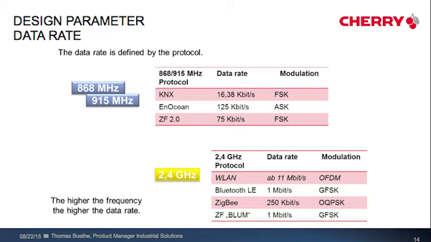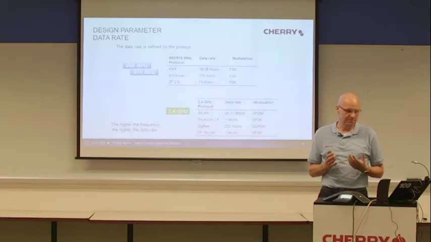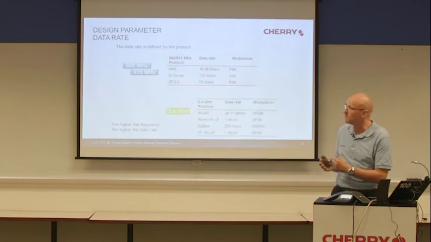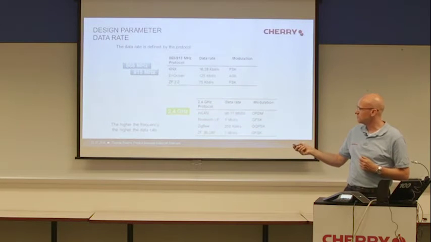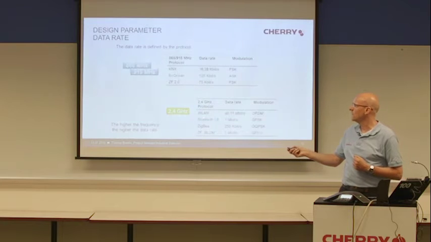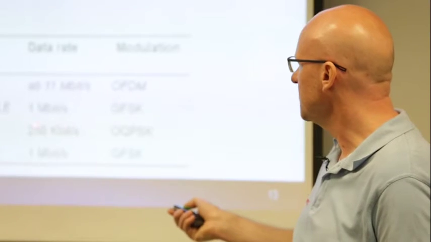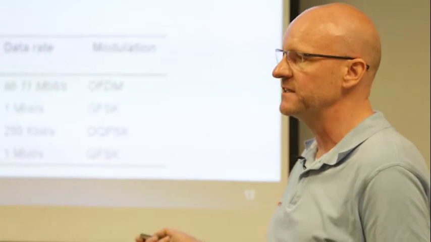And on slide 13 you can see the data rate and the protocol are combined. This means the data rate is defined by the protocol. And here you can see, let's start with the 2.4 gigahertz data rates of the protocol, for example, Zigbee. Zigbee has a data rate of 250 kilobits per second.